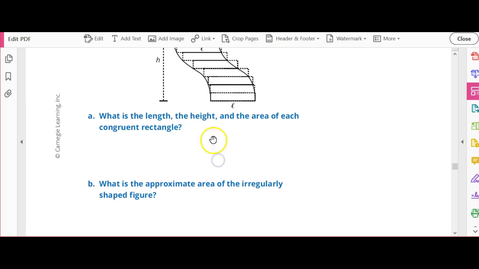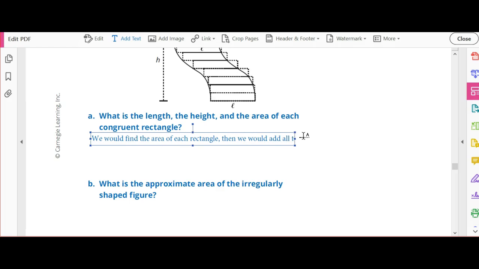Let me type that out here. Ready? And you write the same in your book. Here we go. So we would find the area of each rectangle. Then we would add all the rectangles together. Okay?